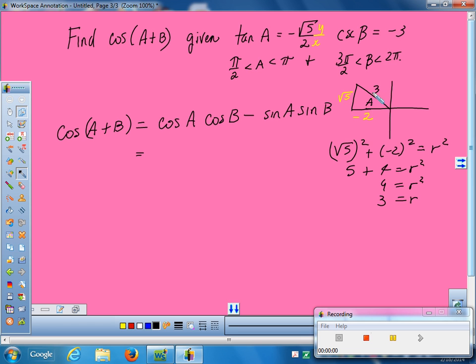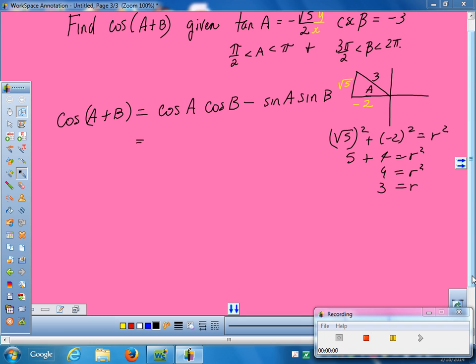Now, since I have that picture, I can find the trig function of angle A for any trig function I want. I'll be able to fill in cosine of A and sine of A with that picture. But while we're drawing pictures, we need to draw picture B too. So where do I draw picture B?